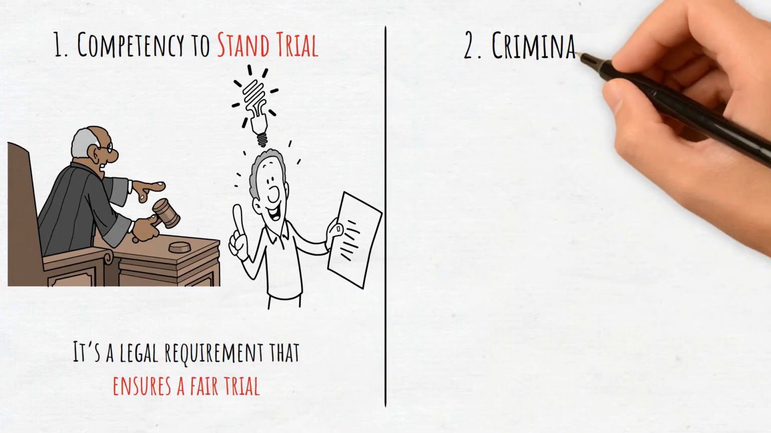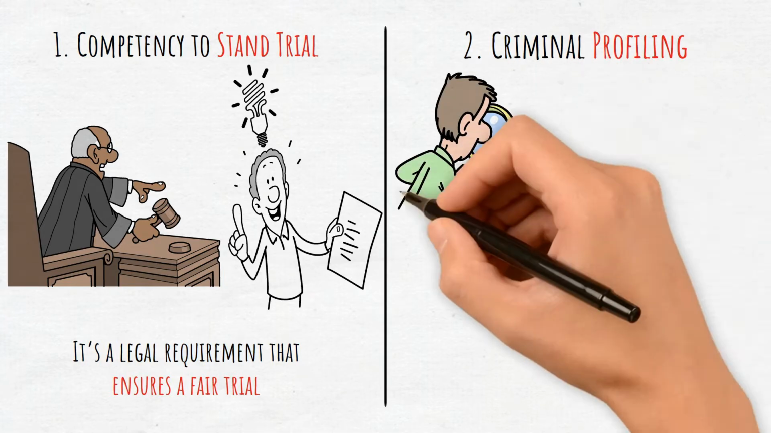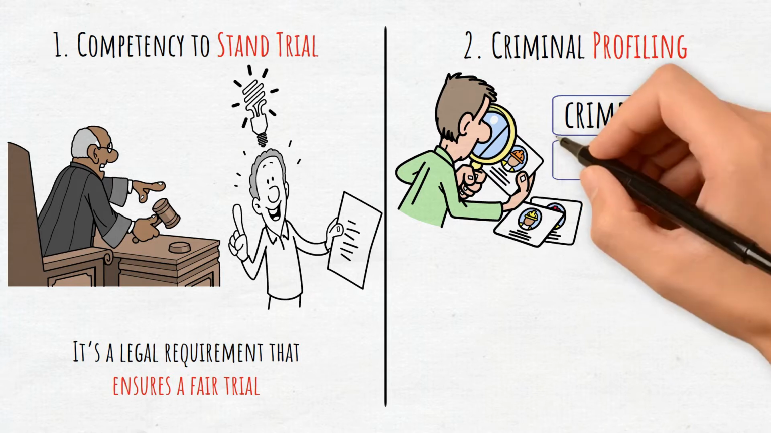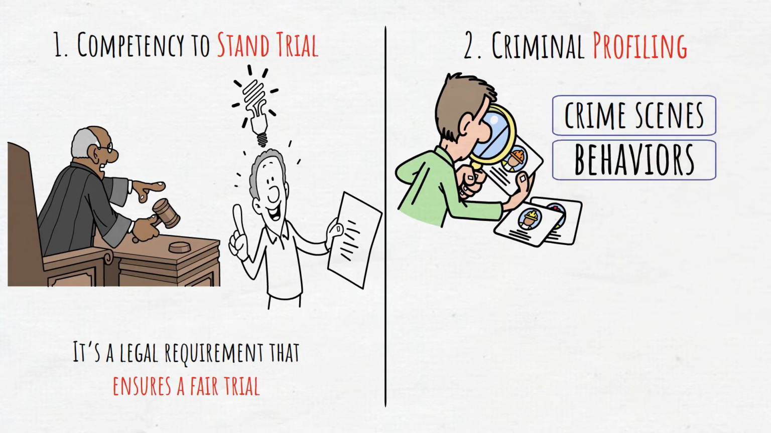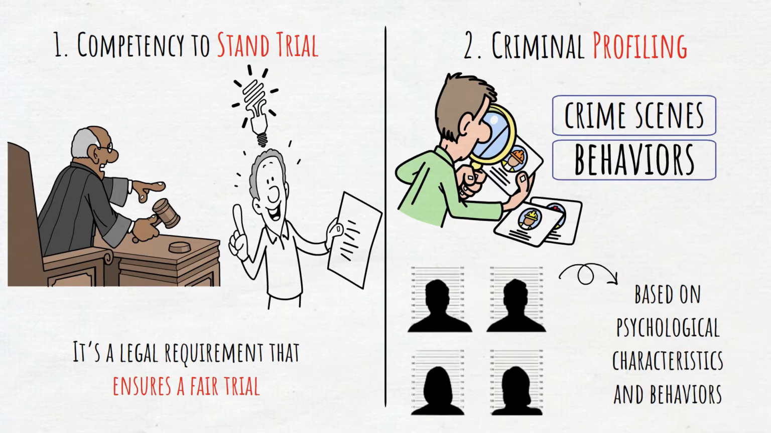2. Criminal profiling. Forensic psychologists assist in creating profiles of unknown offenders by analyzing crime scenes and behaviors. This method aims to narrow down suspect pools based on psychological characteristics and behaviors.